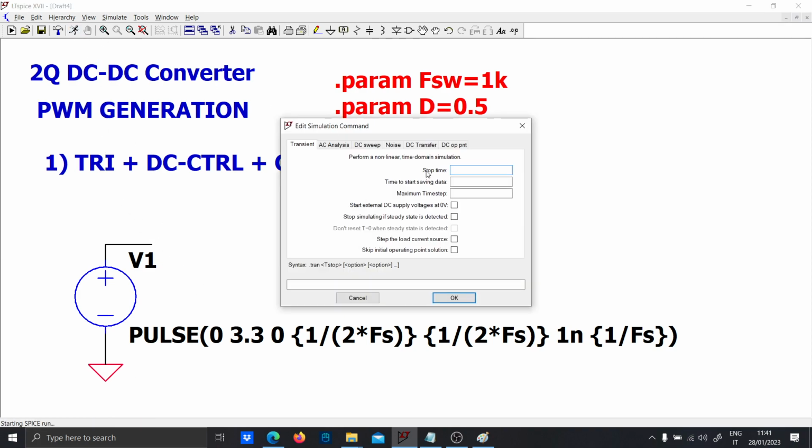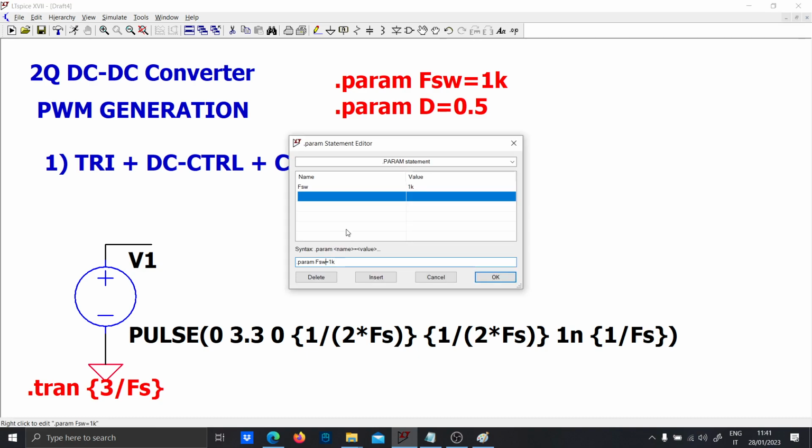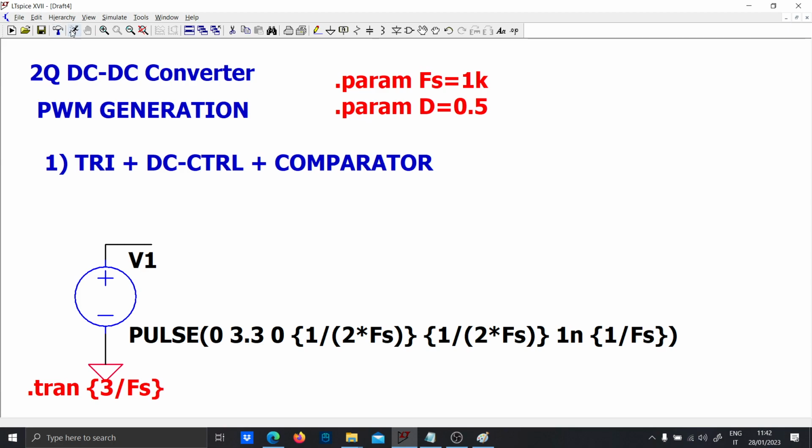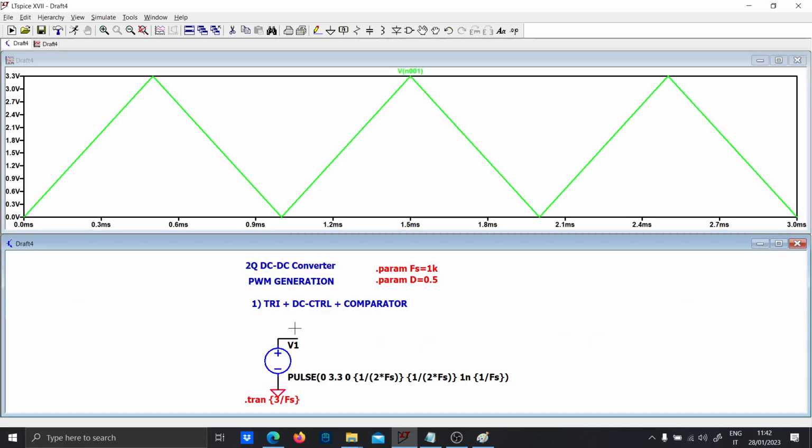Now the period is 1 over fs, of course, and before going on, let's immediately verify that this is a triangular waveform. Let's just run for 3 periods, because I don't want to modify each time, so let's just write 3 over fs. Oh, okay, we see 3 triangular waveforms as we planned.